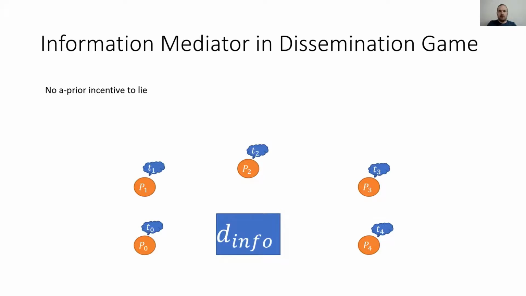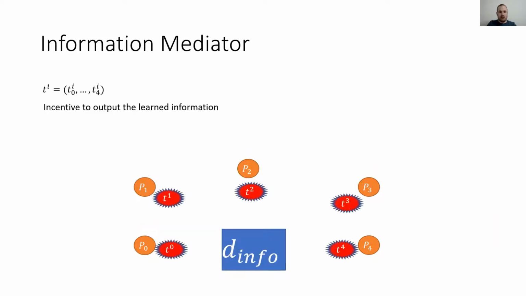In the information dissemination game, as we defined it, no player has incentive to lie about his type before he gets to know any other information. So we know that the players will send the real type to the information mediator, and the utility function gives the players incentive to tell the true type that they learned. So we know that the action will be outputting the true types.